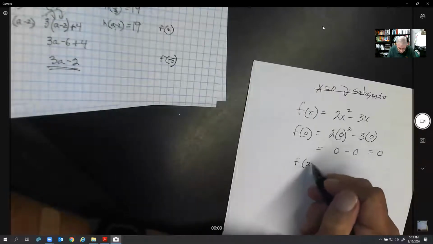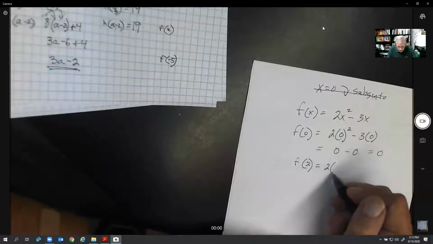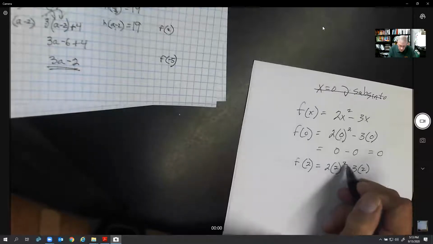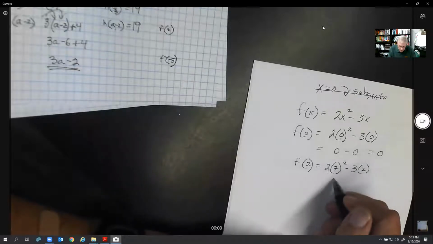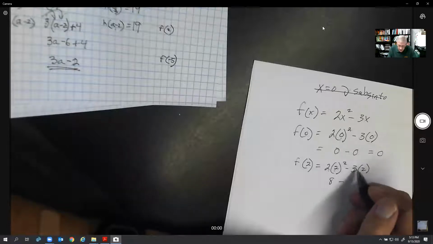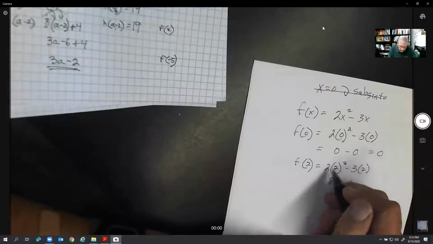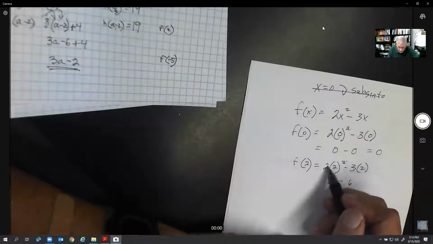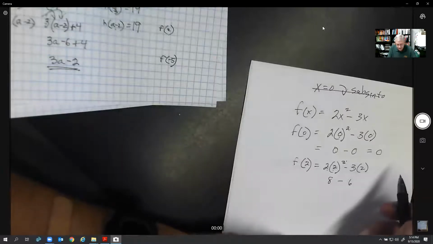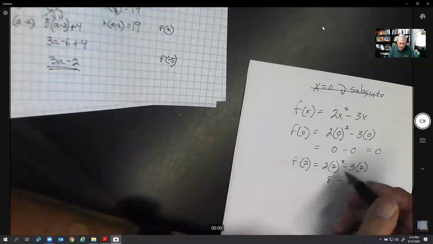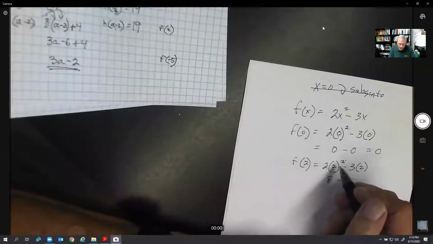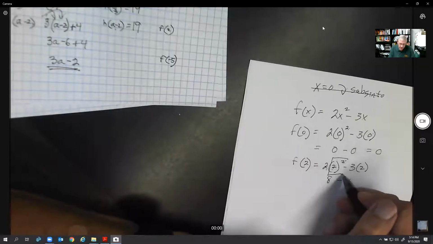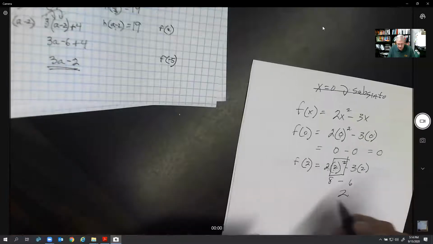Now I'm going to put in 2. 2 times 2 squared minus 3 times 2. 2 squared, 4. 4 times 2, 8. Minus 2 times 3, 6. Power, then multiply. Don't multiply first and then do the power. I've got kids in calculus that are making these mistakes. Okay, power first, then multiply. This is the first thing you do. Of course, that comes out to be 2.